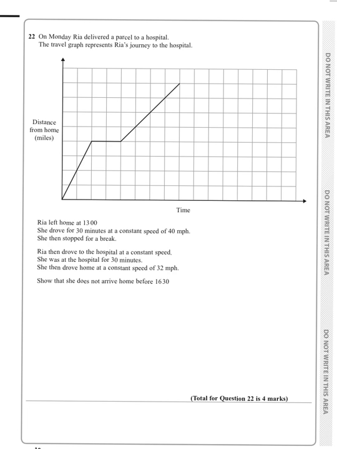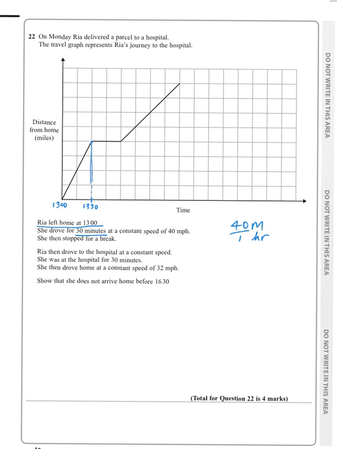Question 22. It says on Monday, Ria delivered a parcel to a hospital. The travel graph represents Ria's journey to the hospital. It says Ria left home at 1300 hours, so we can label that here. And she drove for 30 minutes at a constant speed of 40 miles per 1 hour. So if you see here, this is going to be representing the 30 minutes. So this will be 13:30 by this time.